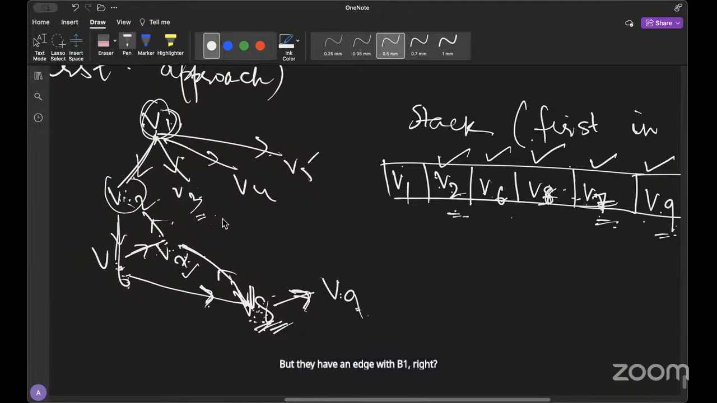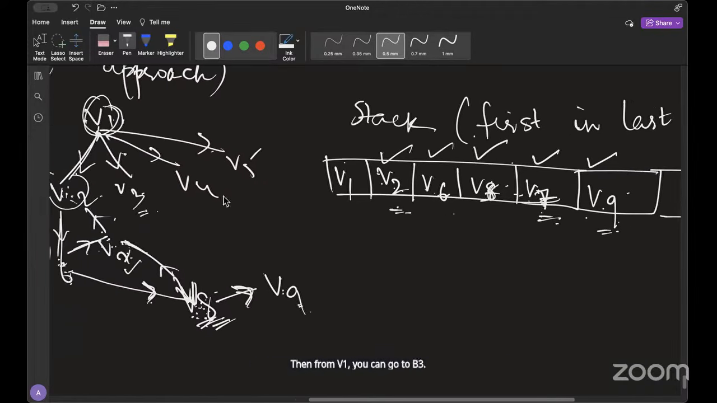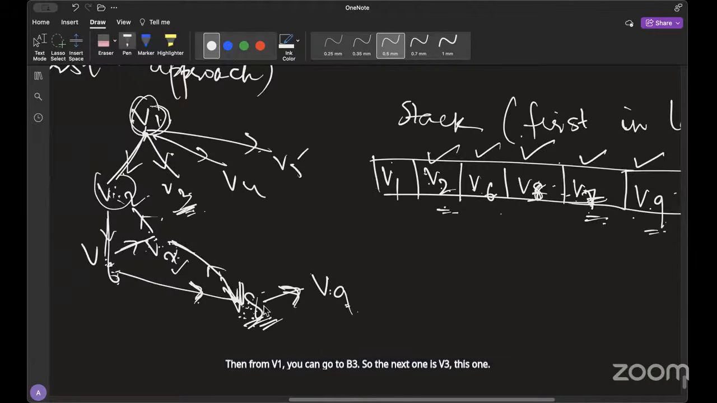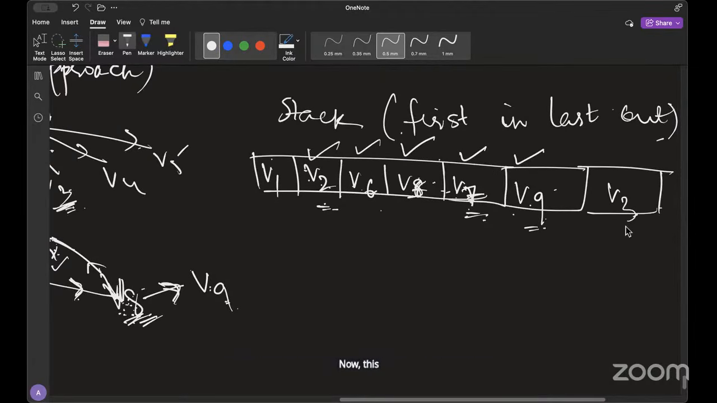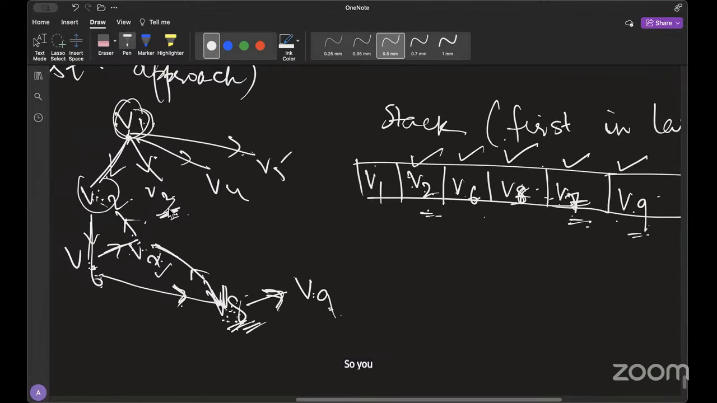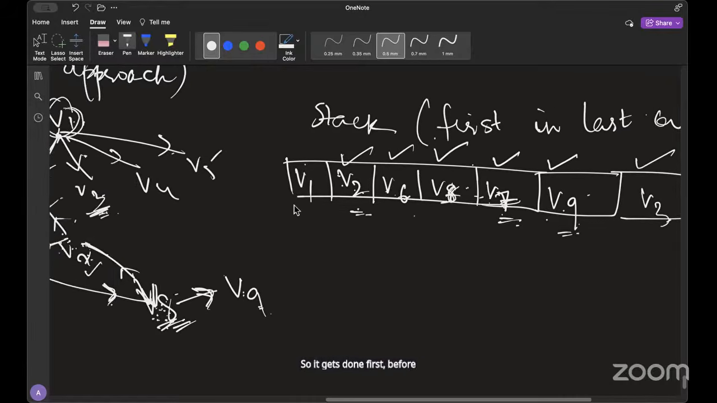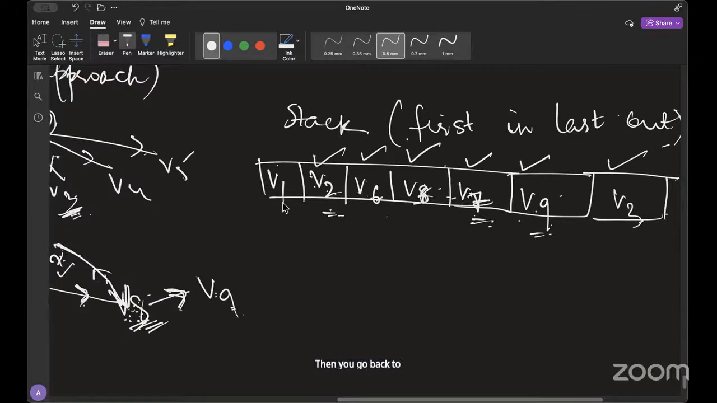So you have come here. Then from V1, you can go to V3. So the next one is V3, this one. Now this is the last in the stack. So you check this one. There's nothing left to visit from V3. That means it's done. So it gets done first before V1. Then you go back to V1.